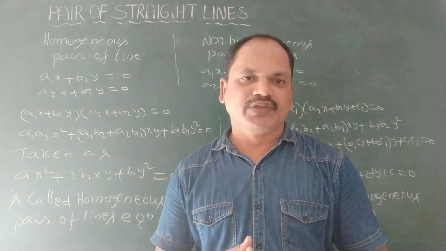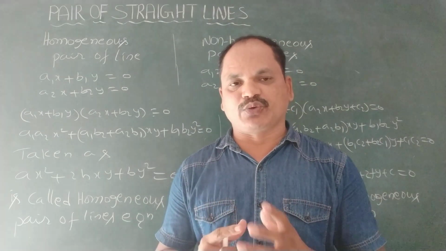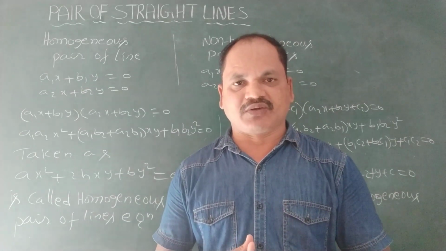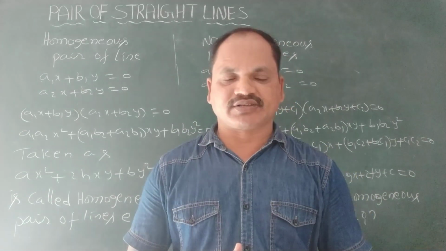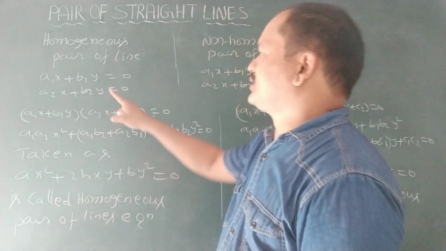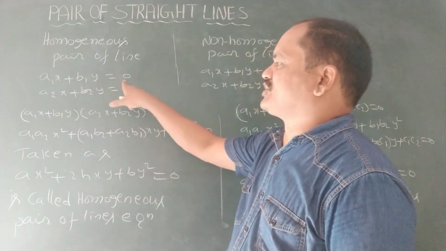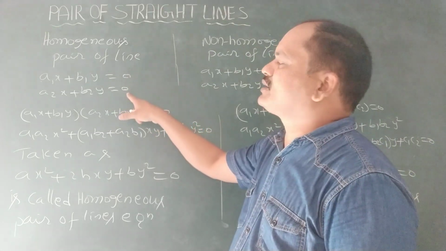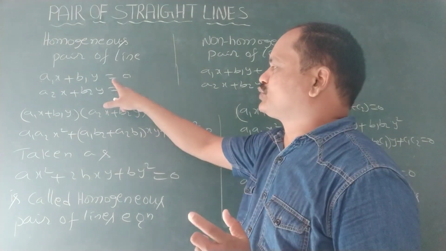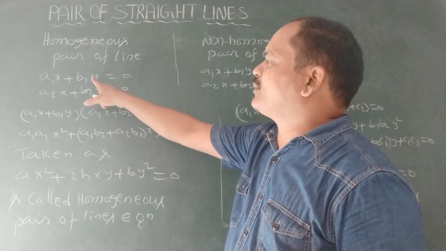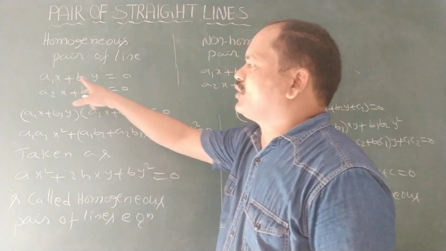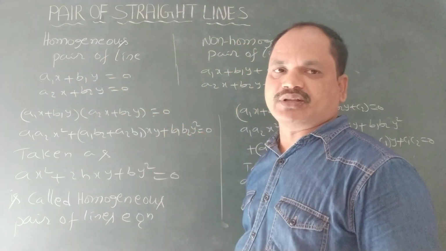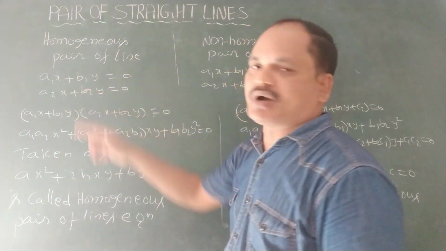Pair means two. That's why the pair of lines equation system is of two types. One is homogeneous pair of lines. The second one is non-homogeneous pair of lines. Observe here a1x plus b1y is equal to 0, a2x plus b2y is equal to 0 are two linear equations, and these are homogeneous equations. Here they are homogeneous equations in two variables x and y, with x power 1, y power 1. That's why they have the same powers.